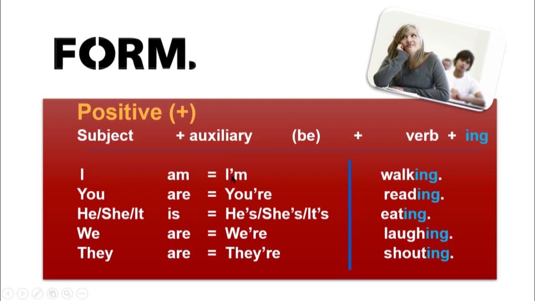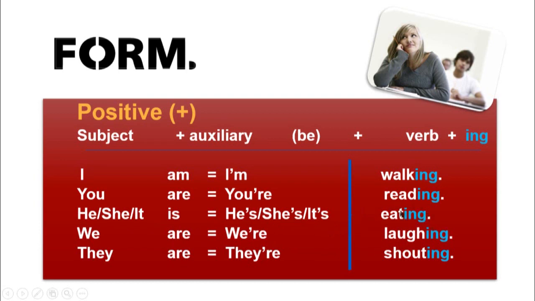I am, in the short form, I'm walking. So I have I as a subject, am as the auxiliary, the helping verb, and V-ing means verb plus ing. You are, in the short form, you're reading. So you are reading. He, she, it is, or he's, she's, it's eating. So he, she, it are singular pronouns, so I will use is.